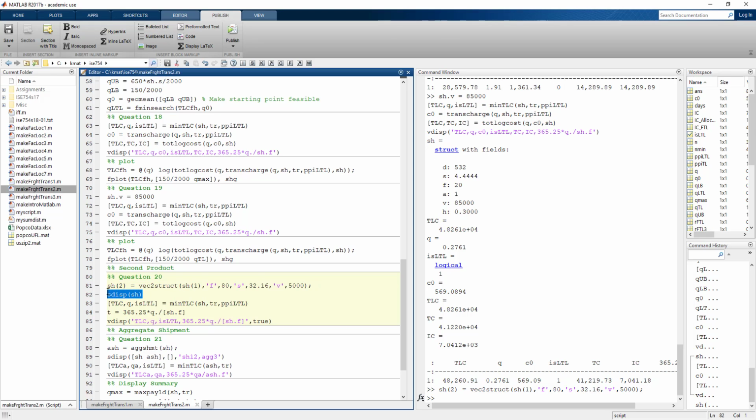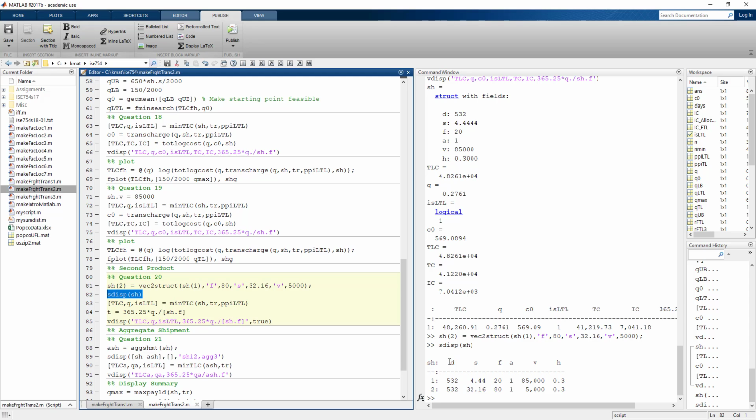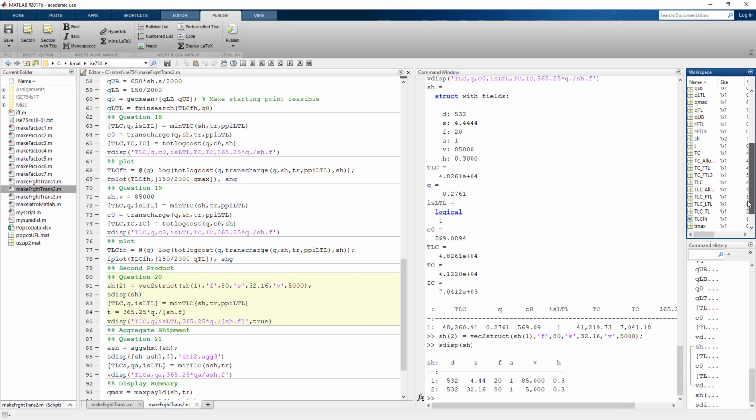If we want to see what it overall looks like, we can use the sDisplay function. S is for structure display. What structure display does is it uses the field names as the column headings in this result. So we can see it has the same distance, same alpha, same H, and then different V, different S and different F values. So with that combined shipment structure of two elements, if we look over here, we can see that SH is now a 1 by 2 array of structures. So it's a 2-element structure array.